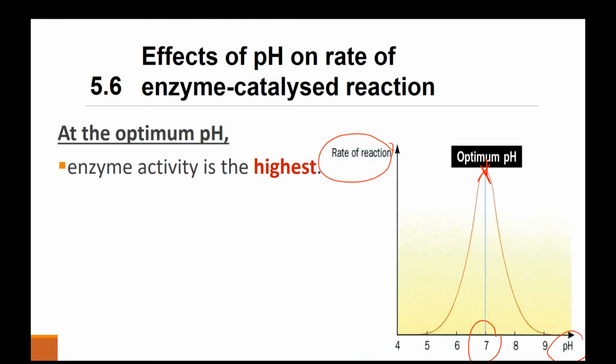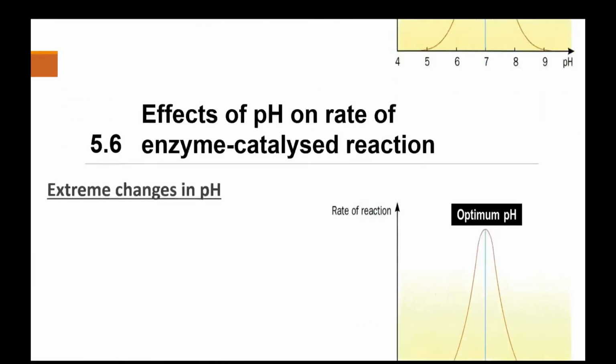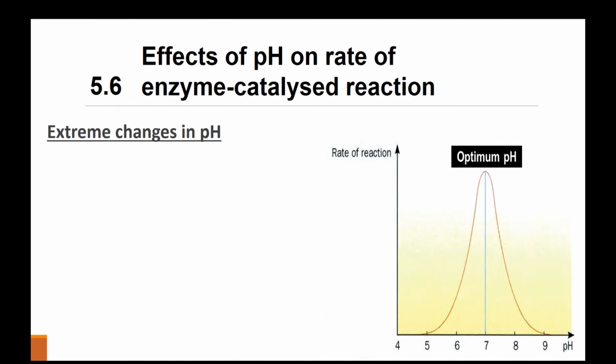Okay, so at the optimum pH, the enzyme activity is the highest. But do take note that different enzymes can have different optimum pH. So, for instance, because your stomach is acidic, the optimum pH of the enzyme there will be more acidic than normal. Okay, so it really depends on the surrounding and where the enzyme is found. Now, the interesting thing comes when you start to move away from this optimum pH. That's when everything goes downhill.